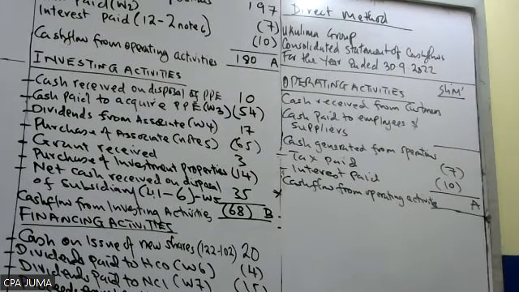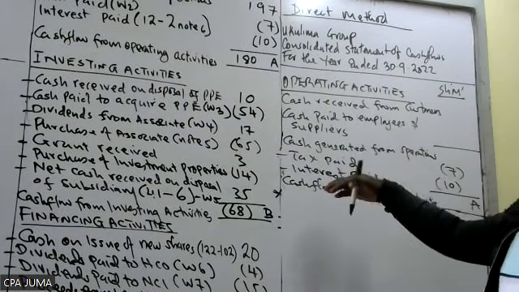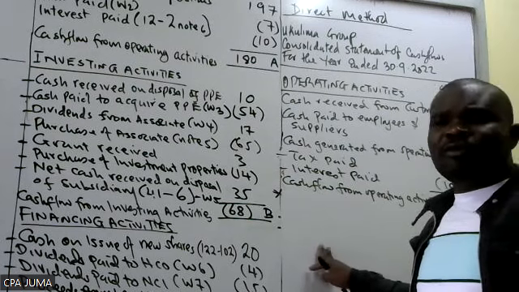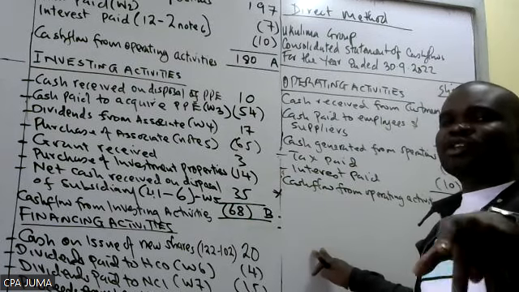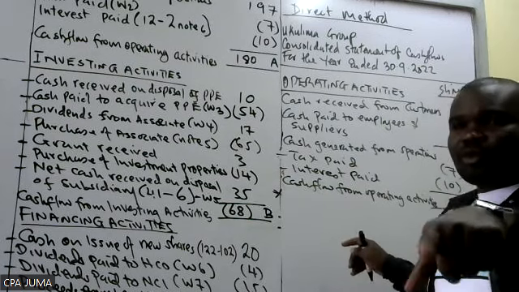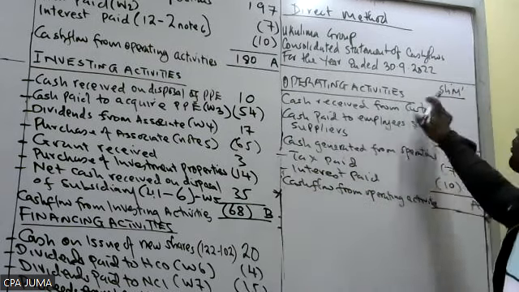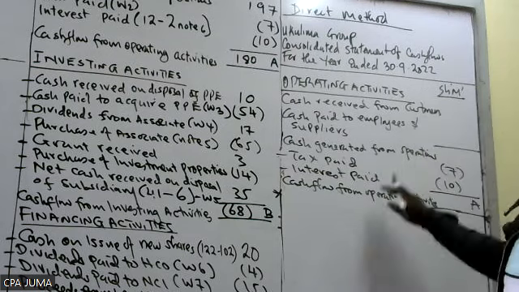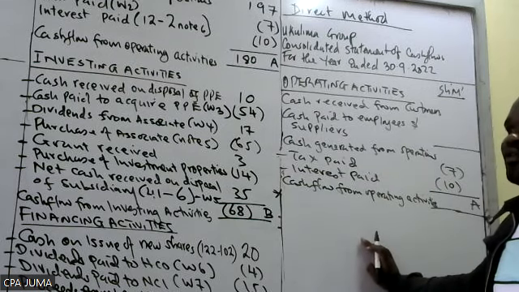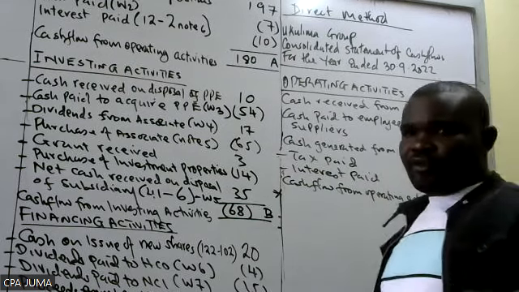All right, so let's kick off. Before I proceed, I show you how to do the working incidentally. Let's finish this one fast. So cash received from customers. Let's have a working here.